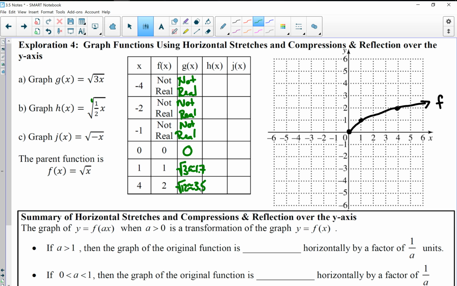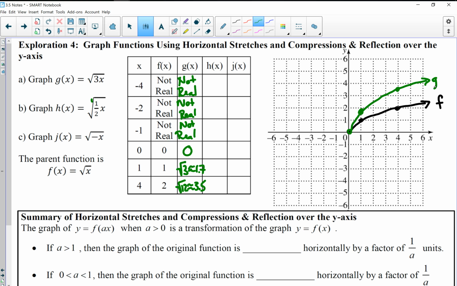So let's graph the points that we can here. So 0, 0 is a point on my graph. At 1, I'm at 1.7. So we'll do our best to kind of approximate that. And at 4, I'm at 3.5. So we can see my graph is getting bigger y values than what it did before. Right? My values of y are larger. And we would probably go, oh, that's a vertical stretch. And in a way it is.